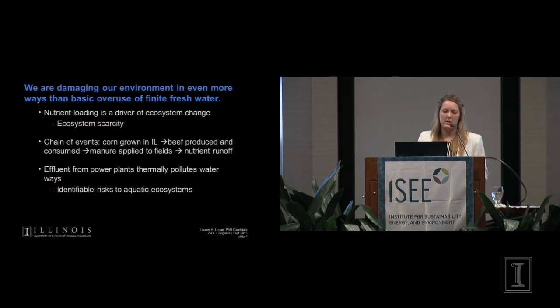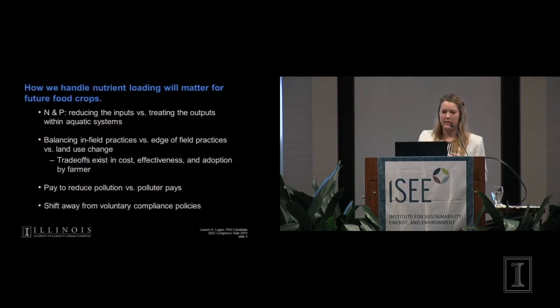And also the effluent from power plants thermally pollutes waterways, and we can identify risks to aquatic ecosystems. In particular, that's actually what I'm studying for my PhD. So how we handle this nutrient loading will matter for future food crops. So the nitrogen and phosphorus, it's a question of reducing at the input level versus treating the outputs within the aquatic ecosystems and downstream. And how do we balance in-field practices versus edge-of-field practices versus land use change?